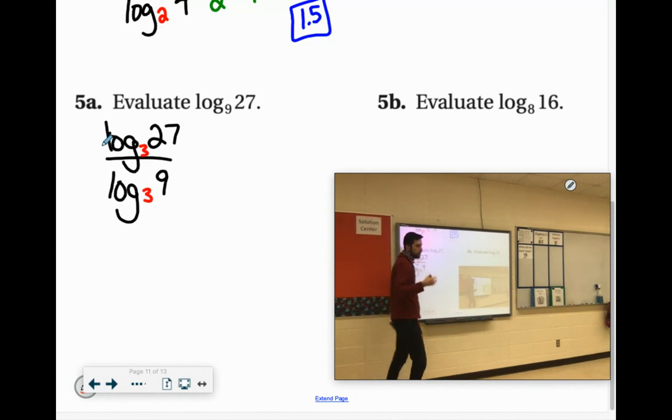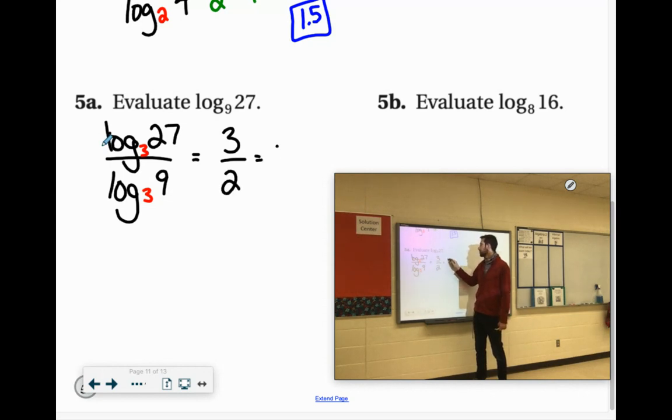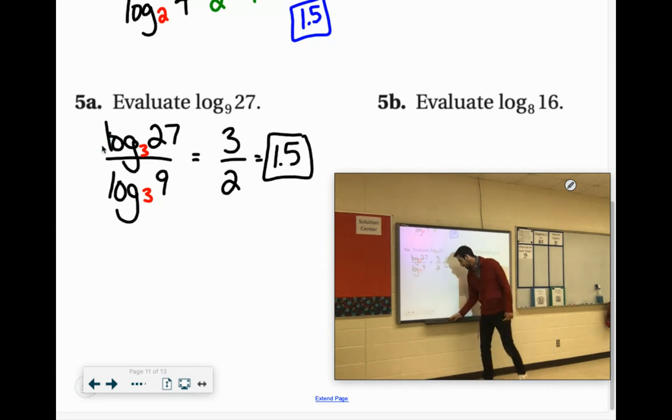Now you can do this just with log 10, and that's fine. But we're just too cool for that. So 3 to the third power gives you 27. 3 to the second power gives you 9. And 3 over 2 again gives us that 1.5.